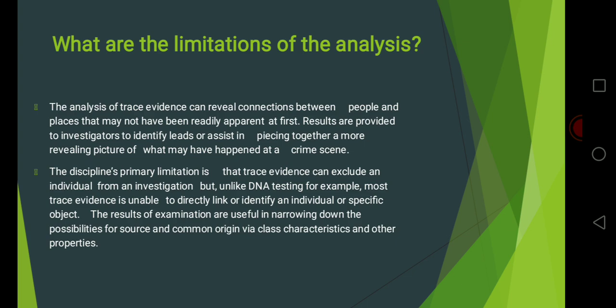And the second one is the discipline. The discipline's primary limitation is that trace evidence can exclude an individual from an investigation, but unlike DNA testing, for example, most trace evidence is unable to directly link or identify an individual or specific object. The results of examination are used to narrow down the possibilities or for source and common origin via class characteristics and other properties.